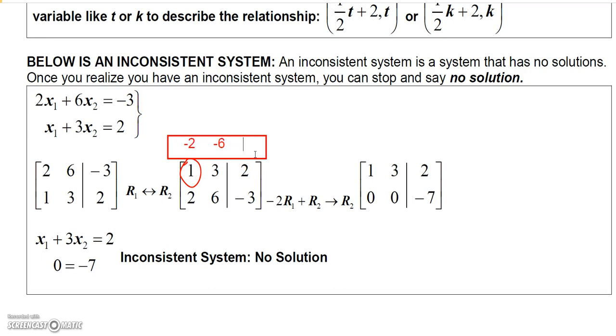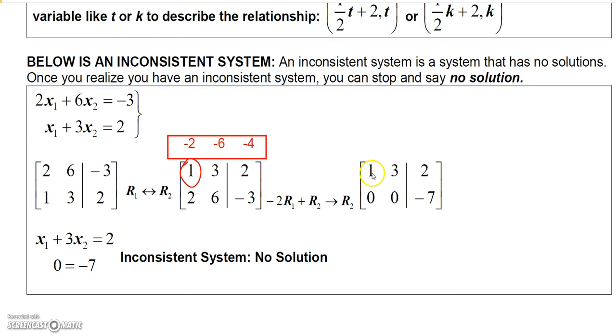And so if I do that, if I multiply this row by -2, I'm going to get -2, -6, -4. And then if I add these values to row 2, -2 plus 2 would give me 0. -6 plus 6 would give me 0. But -4 plus -3 gives me a number other than 0, -7.